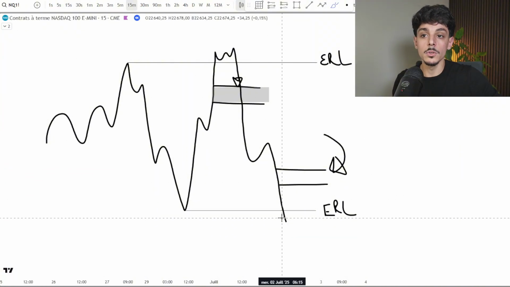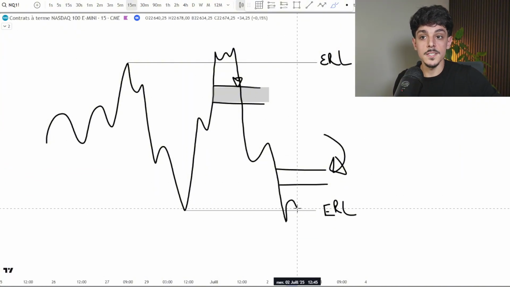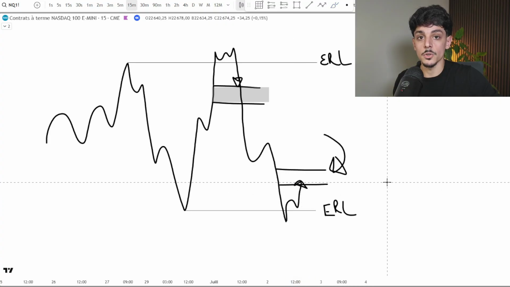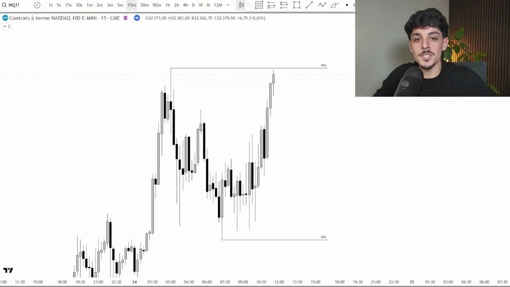So now I will look for all my entry models to see price pulling back towards the internal gap. So I will be bullish until this bearish 15-minute gap is filled. Now let me show you guys multiple examples of this strategy actually working.